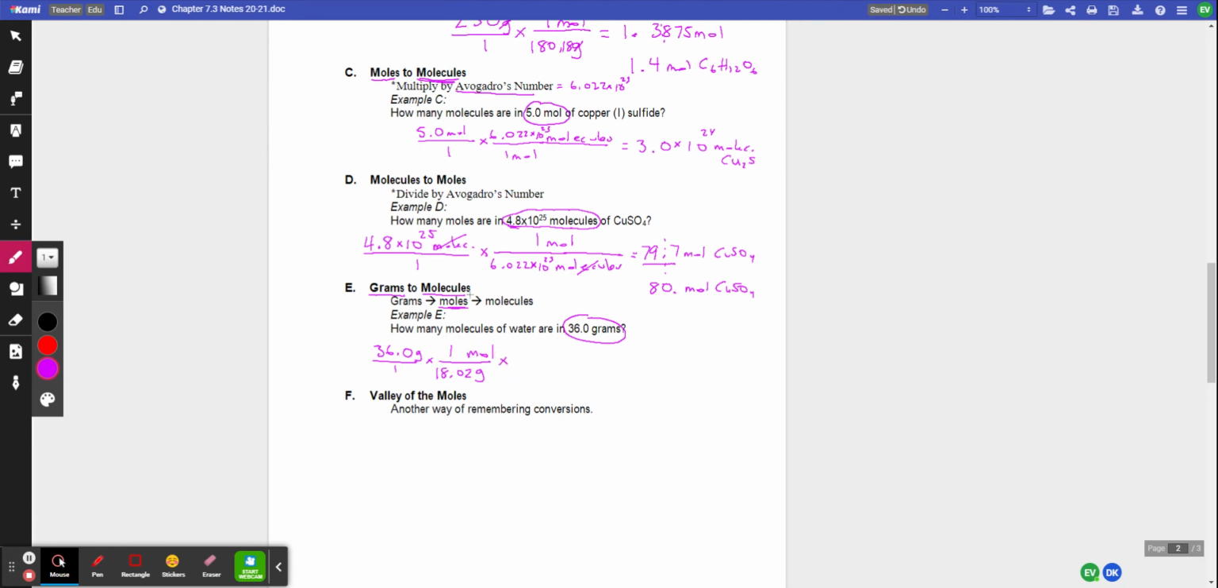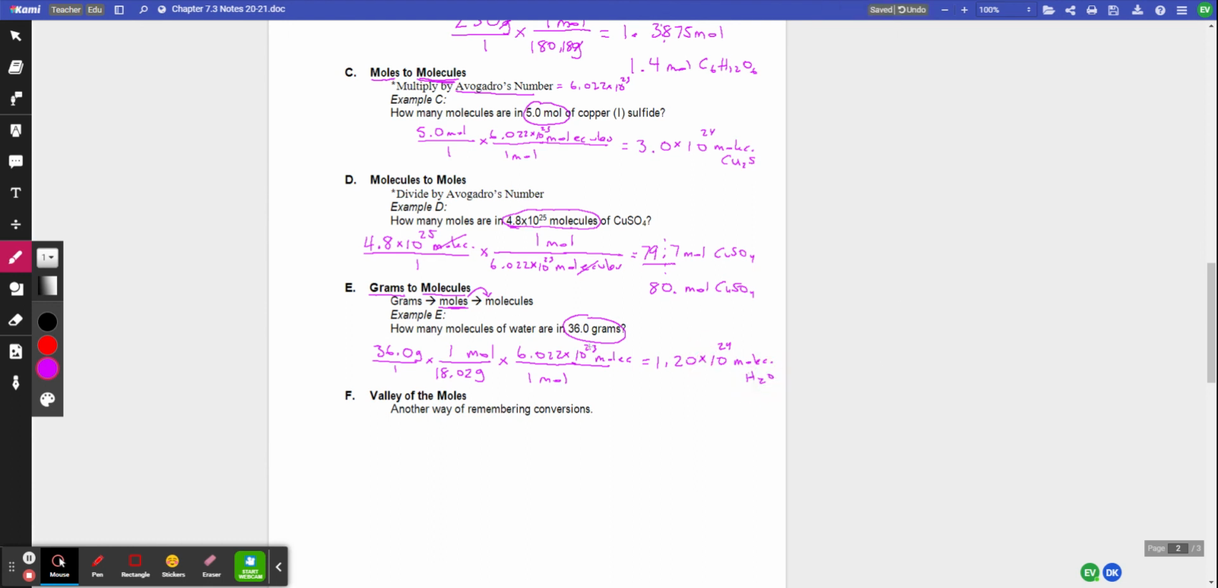Then we need to still change from moles to molecules. So we're going to have moles on the bottom. 1 mole of water is 6.022 times 10 to the 23rd molecules. And so if we want to know how many molecules are in those 36 grams, we're going to take 36 divided by 18 and multiply that by Avogadro's number. And we get 1.20 times 10 to the 24th molecules of H2O. Okay, so that's the number of molecules.